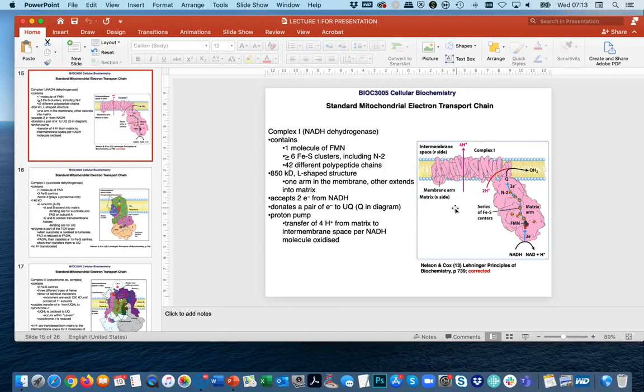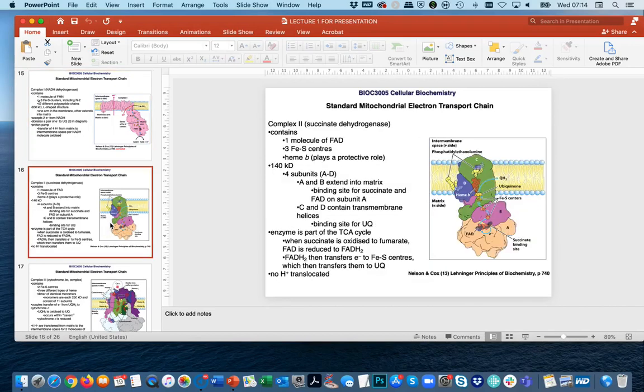I've also made a note here that in some editions of Lehninger, the diagram is incorrect, and I pointed that out again in BIOC3002. You can have a look and see where it's incorrect, but I'll give you a hint, it was incorrect on the NADH side of the transfer, okay? So what's shown in this slide is the correct direction. NADH is oxidized to NAD plus a proton. Okay, so that's complex 1.